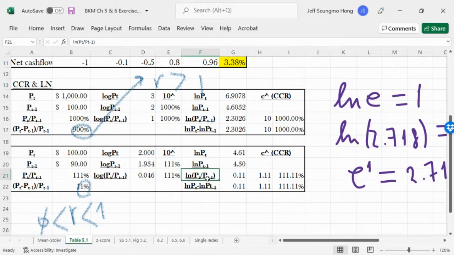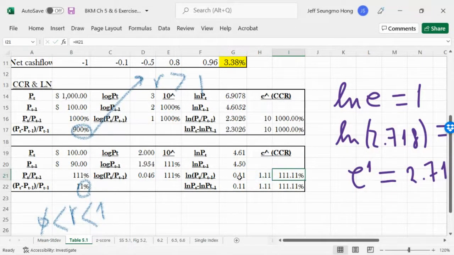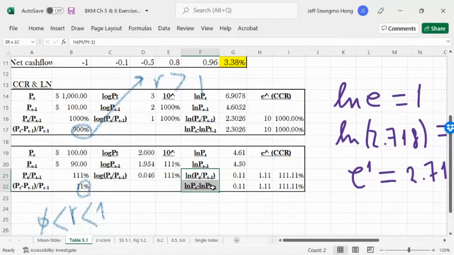This is why we use natural log for continuous return, continuously compounded return. Of course, gross return is 111%, but net return is 11%, which is given by natural log.